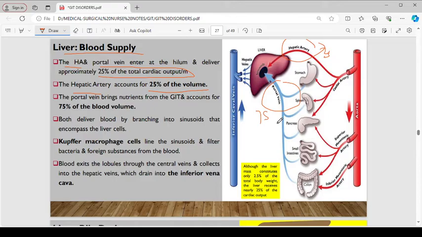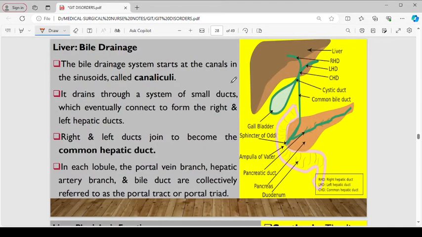So the liver blood branches into sinusoids and encompasses the liver cells. We have the Kupffer macrophage cells in the liver, which line the sinusoids and filter bacteria and foreign substances from the blood. Blood will be exiting the lobules through the central veins and then collect into hepatic veins, and lastly this will drain into the inferior vena cava. You can be able to see that.